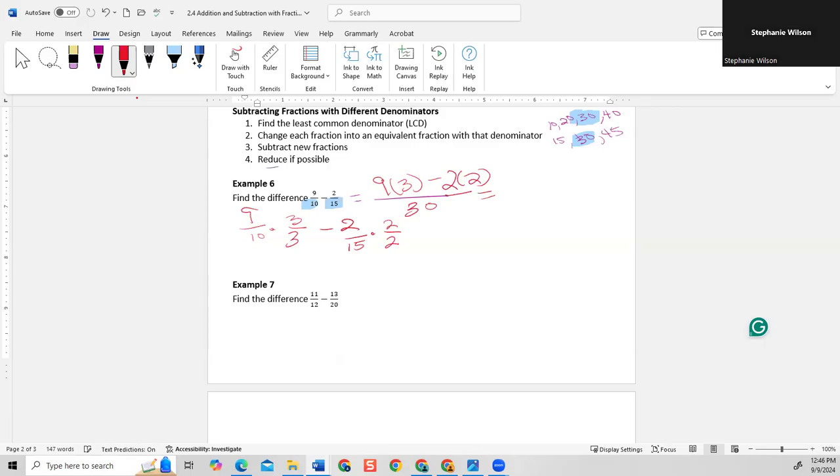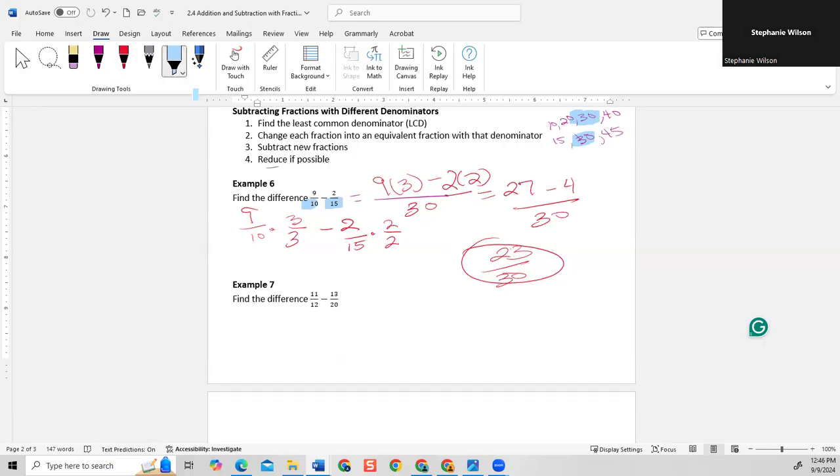So now I got 9 times 3 is 27 minus 2 times 2 is 4, over 30. 27 minus 4 is 23. 23 over 30, it's a proper fraction, will not reduce. 23 is prime. So we're done.